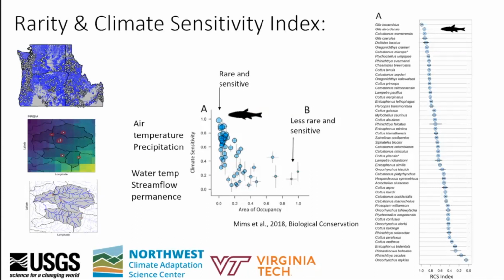Low sensitivities. These are going to be our less rare and sensitive species. Conversely, small area of occupancy, high sensitivity. These are our rare and sensitive species. And then you can rank them. So she had done this just with the gridded climate data, and then we're extending it by overlaying NorWeST water temperature data and the PROSPER data.